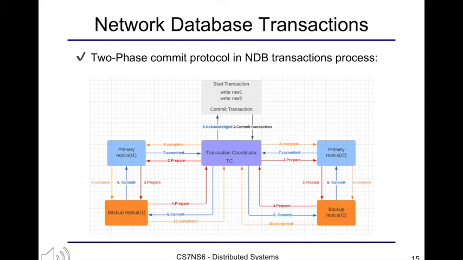Then the commit message is sent in the reverse order to the last backup replica. Once the commit message reaches the primary replica, the locks are released on the primary replica and a commit message is sent to the transaction coordinator. Once the transaction coordinator receives all the commit messages from all the primary replicas for all rows, the transaction is committed and an acknowledgement is sent to the application.